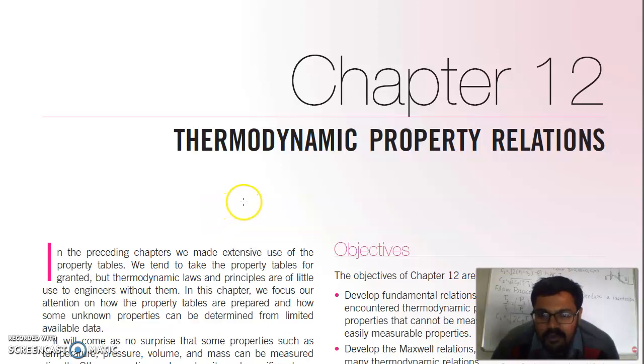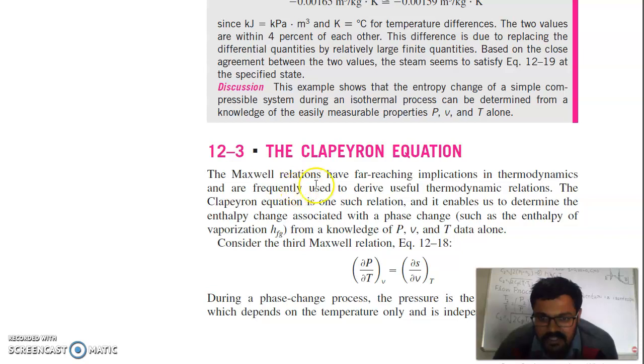Good morning. Today we'll start with thermodynamic property relations. The Maxwell relations have far-reaching implications in thermodynamics and are frequently used to derive useful thermodynamic relations. The Clapeyron equation is one such relation, and it enables us to determine the enthalpy change associated with a phase change, such as the enthalpy of vaporization, which is hfg, from a knowledge of pressure, volume, and temperature data alone.